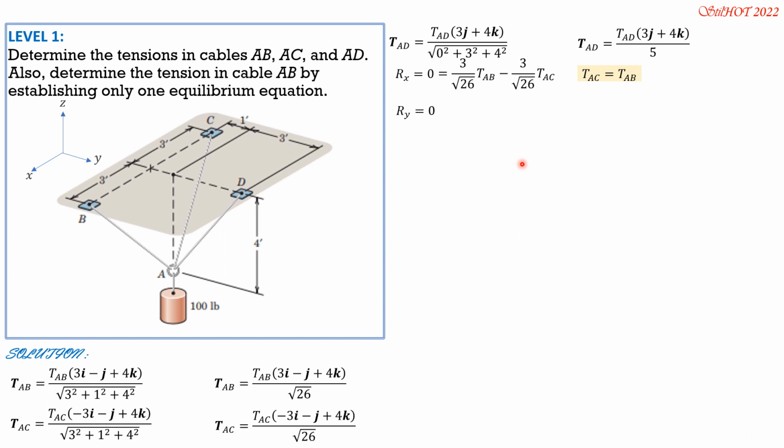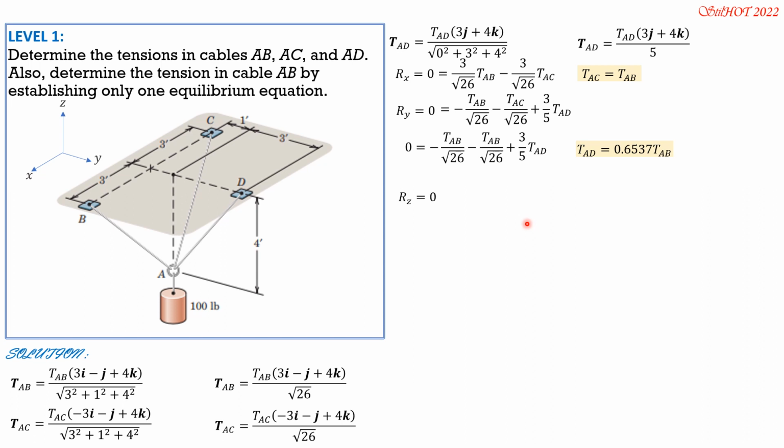Then Ry equals 0. So we have negative tension AB over square root of 26, negative tension AC over square root of 26, then plus tension AD times 3/5. Since tension AC is equal to tension AB, we can express tension AD in terms of tension AB. So 0 equals negative tension AB over square root of 26 minus tension AB over square root of 26 plus 3/5 of tension AD. So expressing tension AD in terms of AB, that's 2 over square root of 26 times 5/3, so that's 0.6537 tension AB.